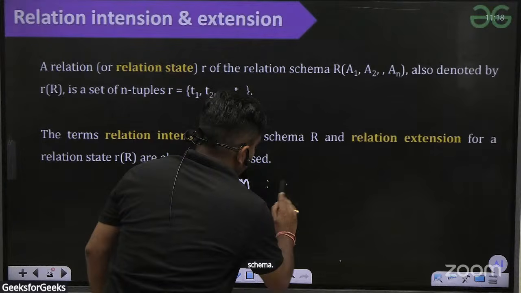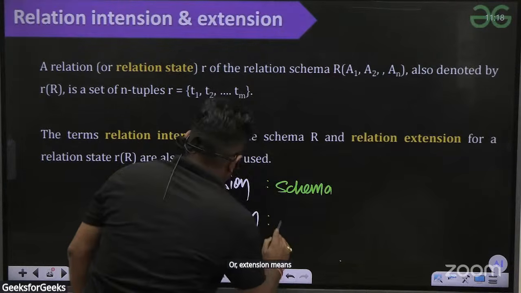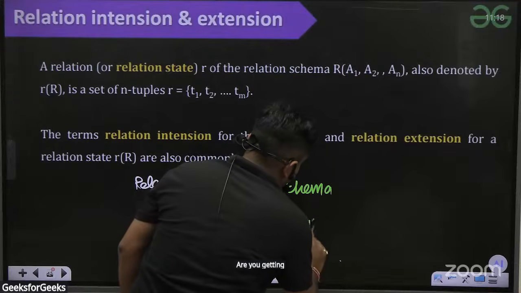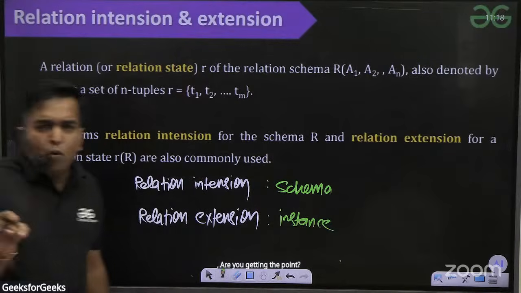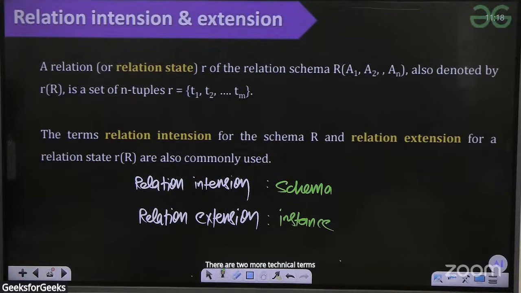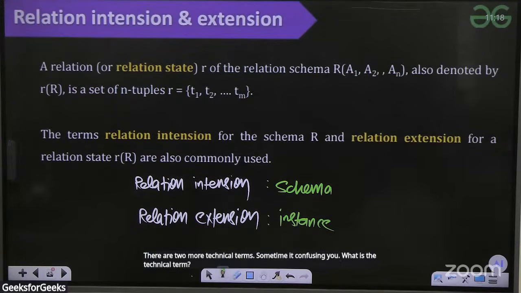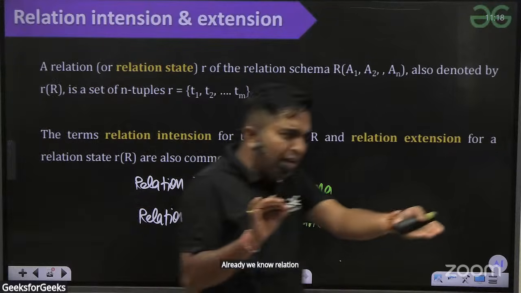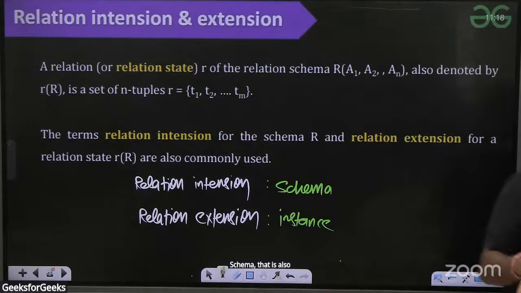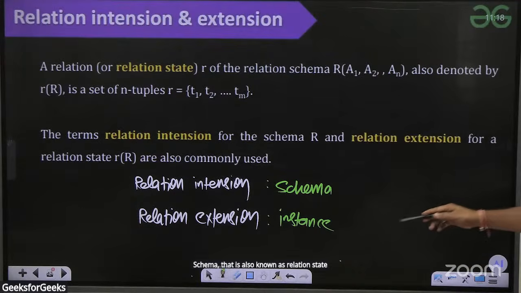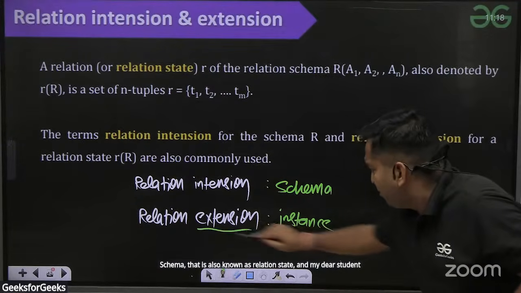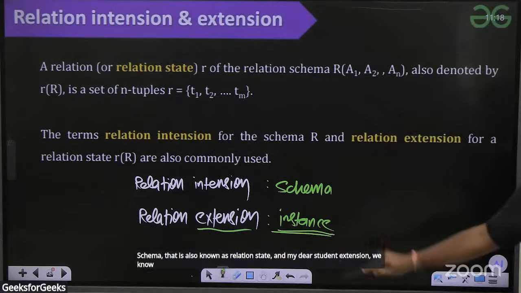Or extension means instance. Are you getting my point? There are two more technical terms. Sometimes it is confusing. What is the technical term? Already we know relation schema, that is also known as relation state, and extension, we know that is instance. Are you getting my point?